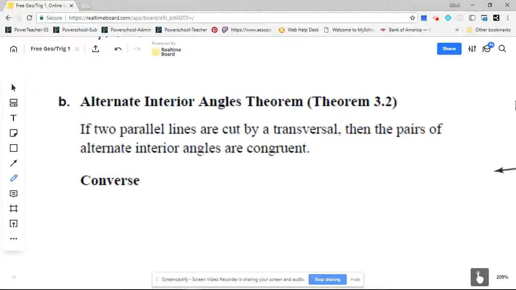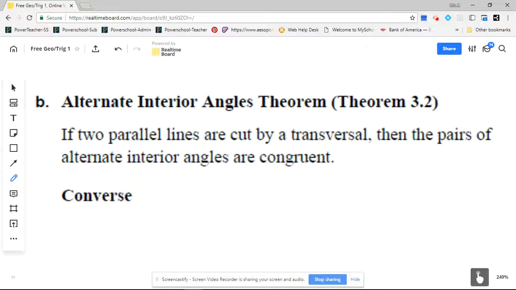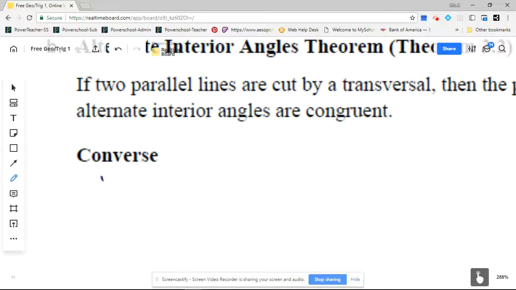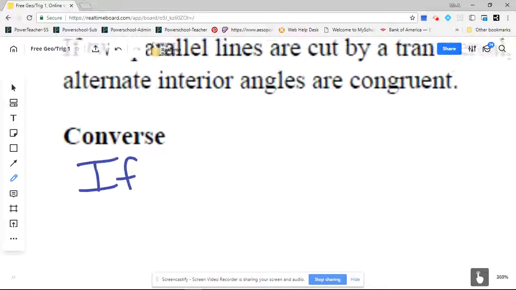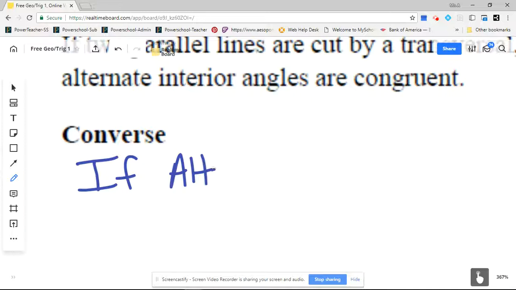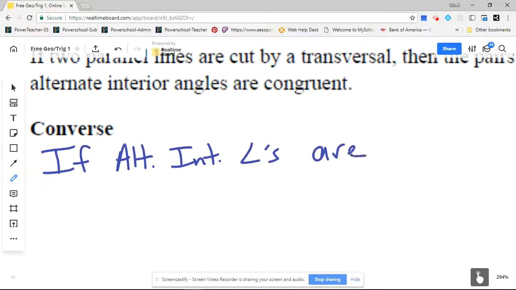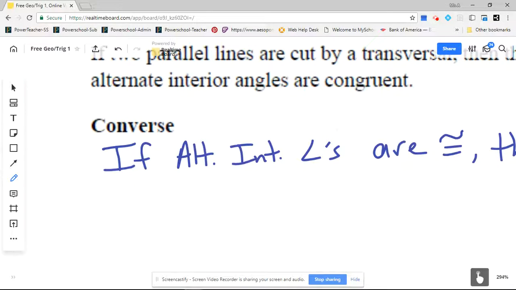The second one, it says if 2 parallel lines are cut by a transversal, then alternate interior angles are congruent. The converse, and we can shorten it up a little bit, if, and I'll use my abbreviations, alt for alternate, int for interior, and then the angle symbol. If alternate interior angles are congruent, then the lines are parallel. And use the parallel symbol.